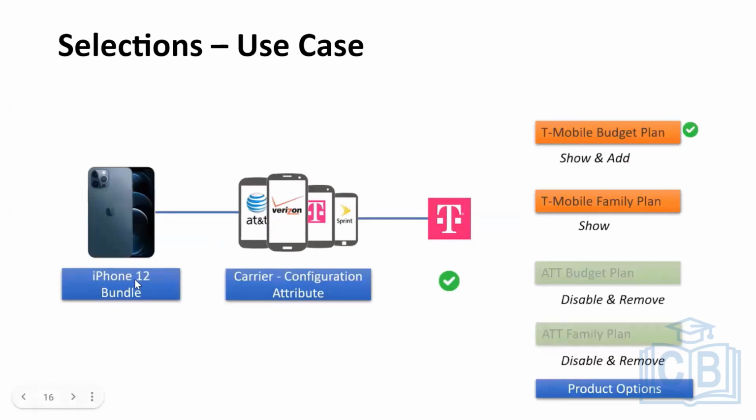So you have an iPhone bundle product. Let's take the same bundle product, iPhone 12, and in that we created a carrier field as a configuration attribute. It was already created at the time of the configuration attribute. Now this carrier has different pick list values: AT&T, Verizon, T-Mobile, and Sprint. Now, whatever value is selected in this pick list, I want that product to be visible. Other than that should be disabled or removed.